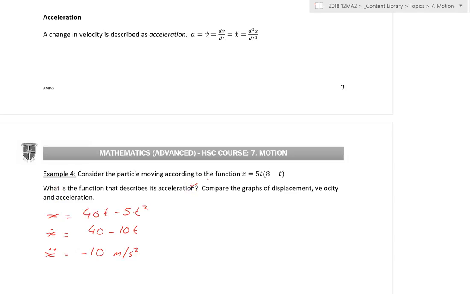Good. Compare the graphs of displacement, velocity, acceleration. First of all, let's draw this. There we go. So, remember that my dependent variable is x in this case, t. And we get this thing going on. That is my displacement function. Right, that's my parabola. There's 8, and 4 is my axis of symmetry.